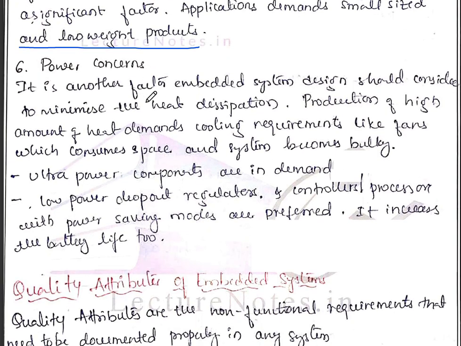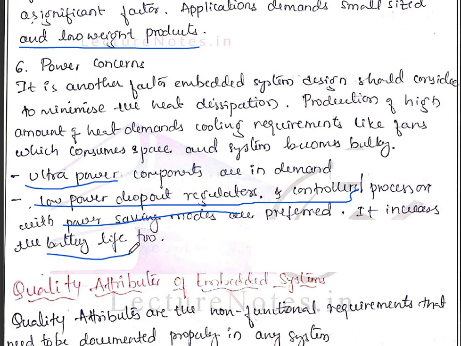Next one would be power concern. In power concern, most of us would like to purchase those embedded systems which consume very less power, and low power dropout regulators and controllers with power saving modes are also preferred. And power concerns mainly depend on the battery life also.